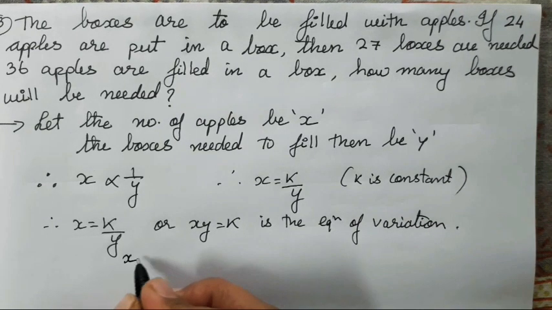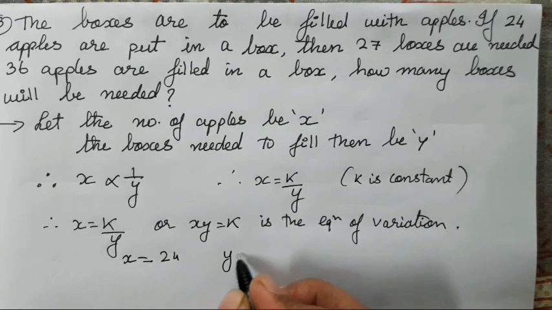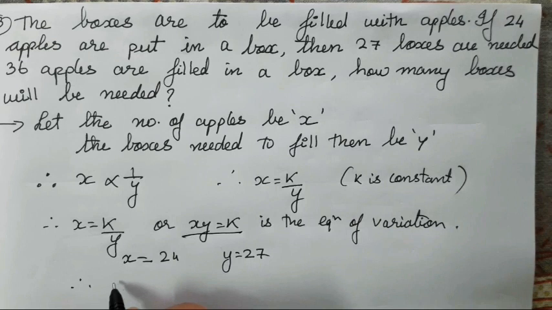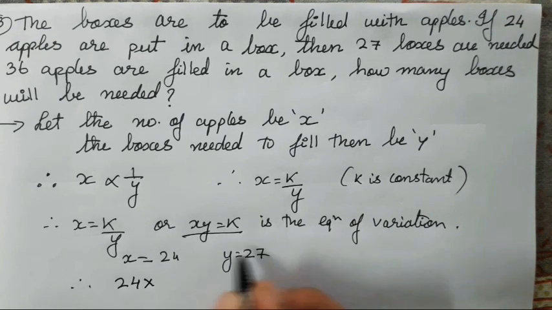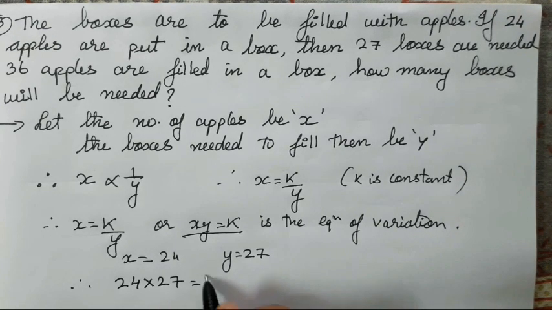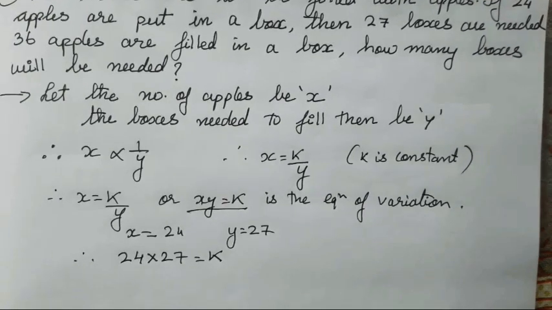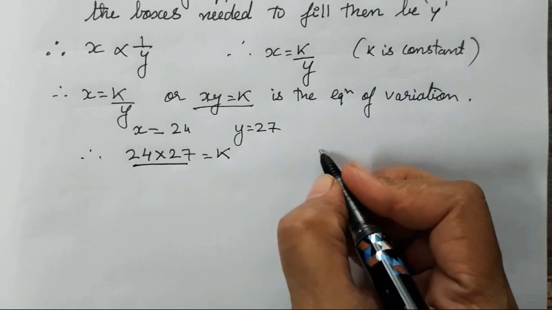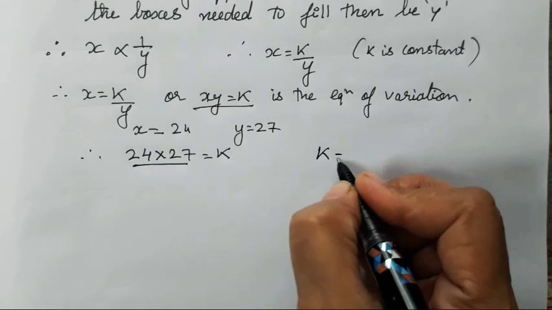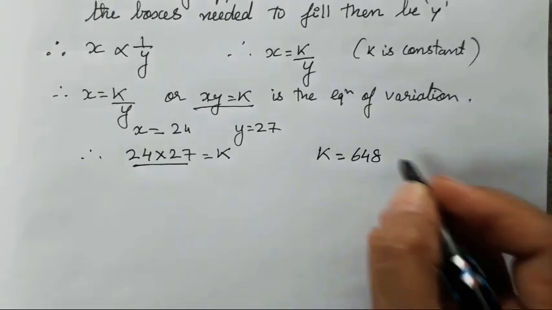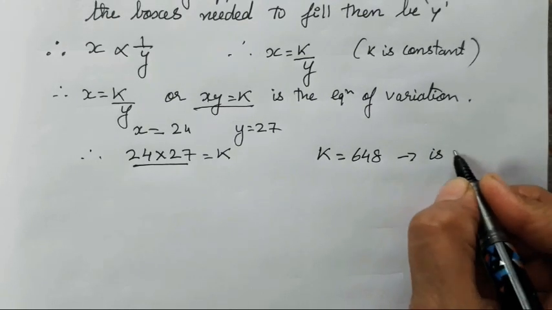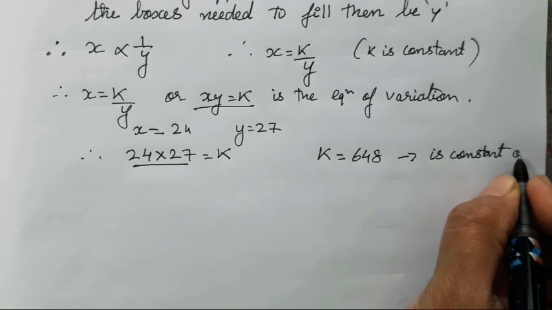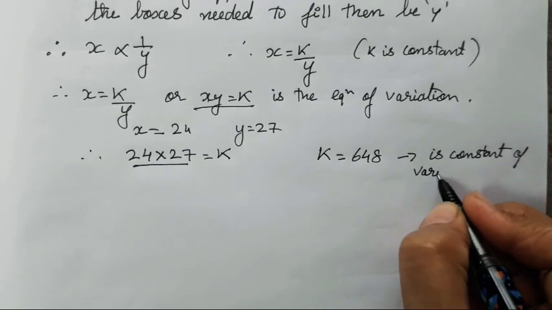X is equal to how much? 24. Y is equal to how much? 27. Therefore using this formula, x is 24 into y is 27. It's going to give you the constant k. So multiply. When you multiply the amount, that is 24 into 27, you are going to get 648 as the constant of variation.